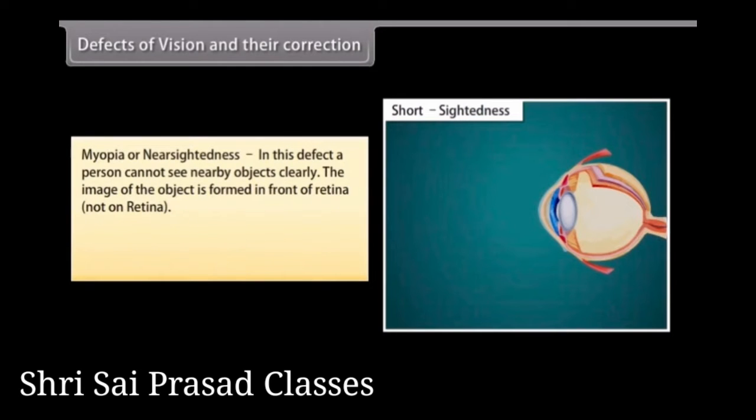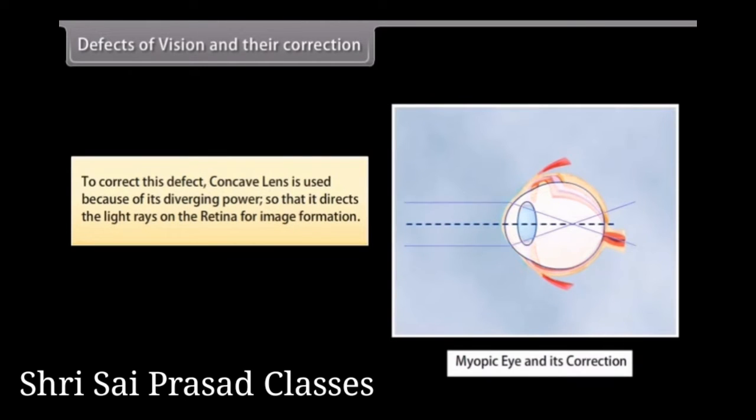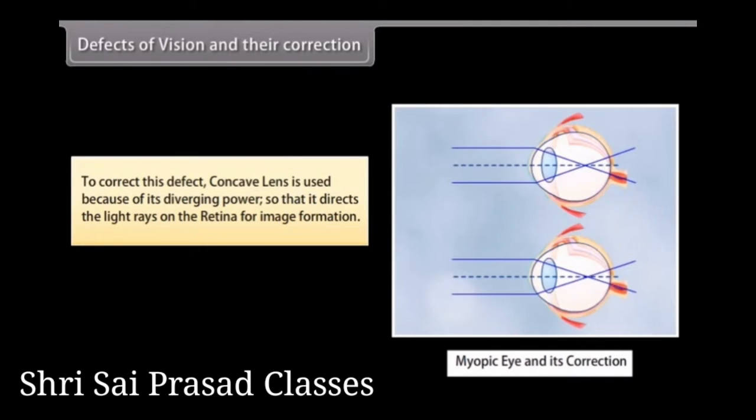Myopia or nearsightedness. In this defect, a person cannot see distant objects clearly. The image of the object is formed in front of the retina. It is caused either due to elongation of the eyeball or due to excessive curvature of the eye lens. To correct this defect, a concave lens is used because of its diverging power, so that it directs the light rays on the retina for image formation.